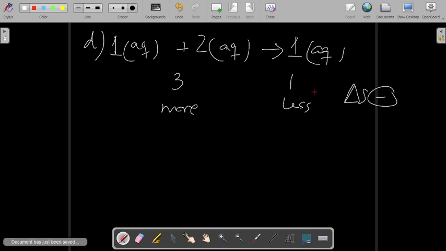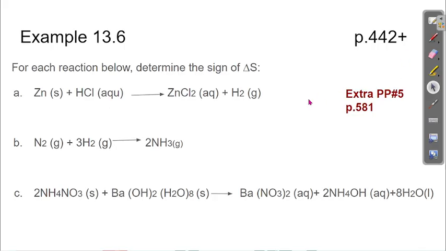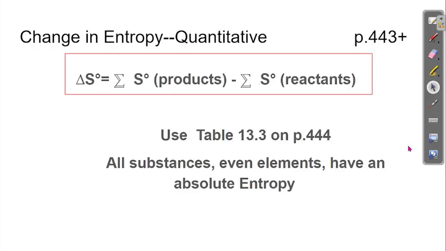Okay? If this doesn't make sense, please email me and we can talk about it, or ask questions when we have our Zoom meeting. Now, the second section of this module is about having a quantity associated with entropy. So not only deciding if it's a positive or negative, if it's gained chaos or lost. Okay, we need to be giving it a quantity, a number.